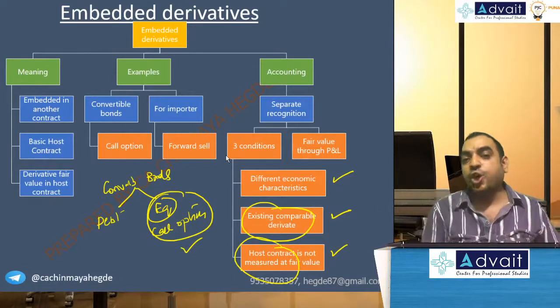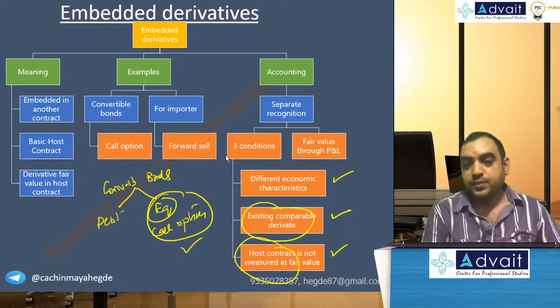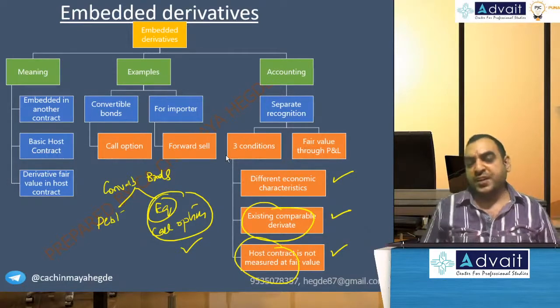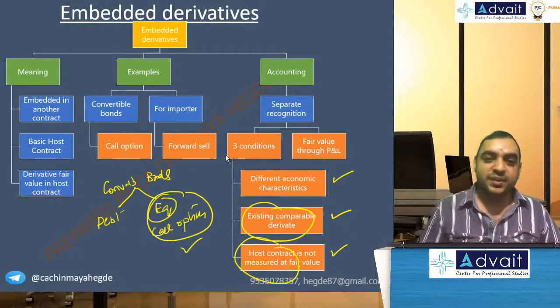Two different economic characteristics. Derivative is never at FVTOCI. No, derivative is always at FVTPL. We'll come to recognition. That is the next segment.